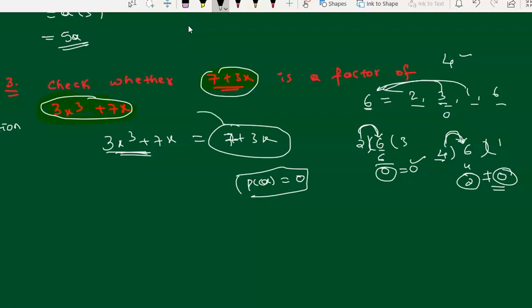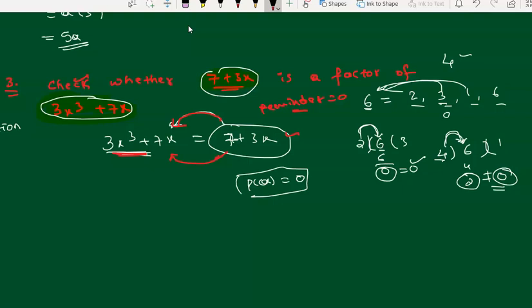If you want to say this polynomial is a factor of this one, when you divide this one by this polynomial, you should get remainder equal to 0. If you get remainder equal to 0, then you can easily say this is a factor of this. If the remainder is not equal to 0, then you can say directly it is not a factor of it. That is what he is asking. He is asking you to check whether this is a factor of this or not. So for that, we have to find out a remainder.